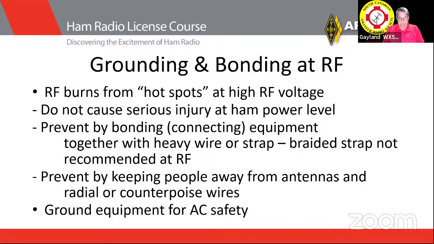Grounding and bonding. Understand that the things that can burn you and bite you in radio are not limited to the electricity. The RF, the radio energy that you're generating to go out your antenna, can also bite you. And if you have a lot of RF voltage, it can burn you. Typically with the equipment you will be using to start with and the power levels that you'll deal with, you generally don't get a lot of serious injuries from that, but it's possible.